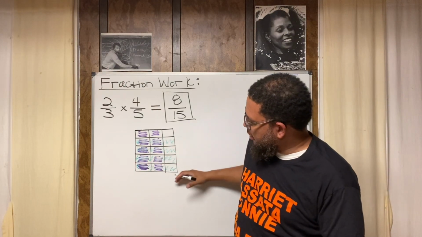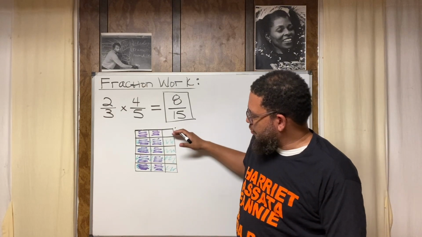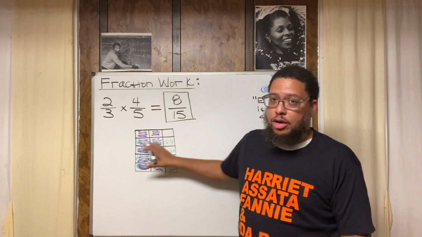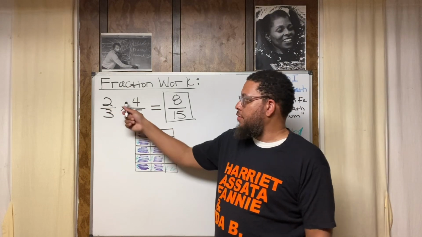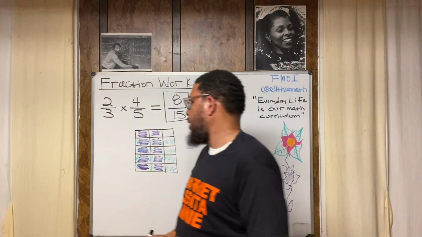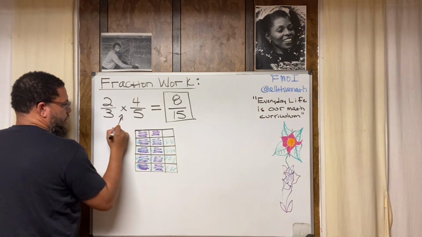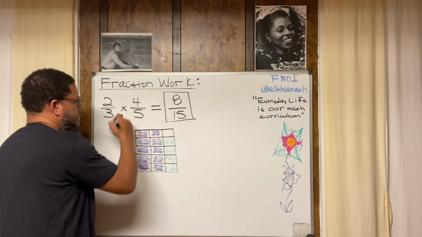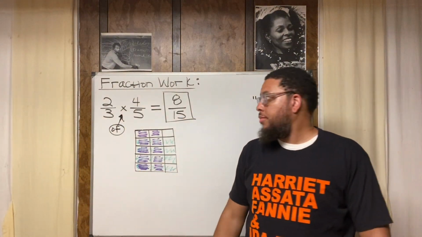4/5 looks like this, right? 5 rows or 5 equal parts, and 4 of them are accounted for or colored in. All right, and then I'm taking 2/3 of that because math is a language. Math is a language. A multiplication sign represents the word of. Of. You feel me? All right. So that's that.